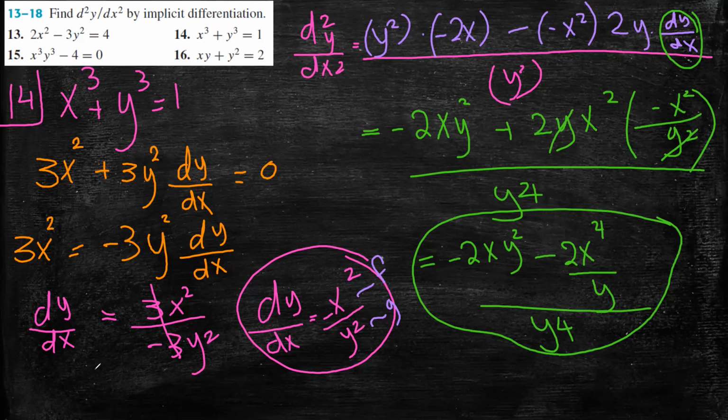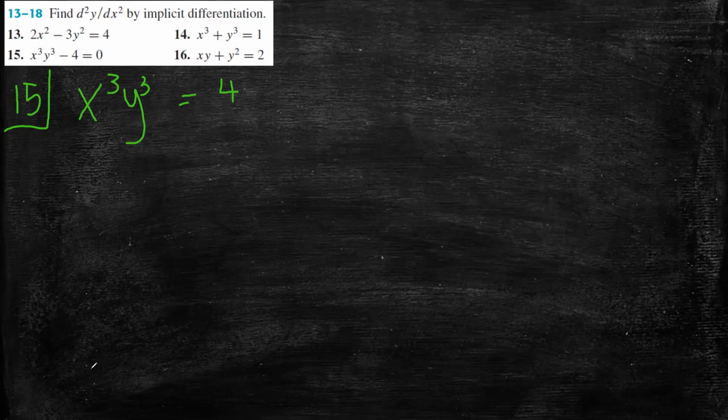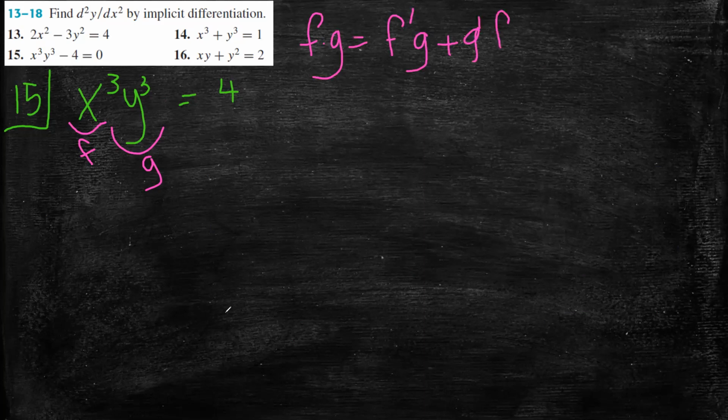Let's now do number 15. In number 15 here, we have x cubic y cubic minus 4 equals 0. Or you can write it as equal 4. Here now, we have to use the product rule. So, this is f and this is g. F times g is f prime g plus g prime f.